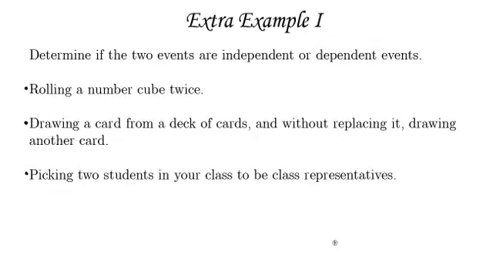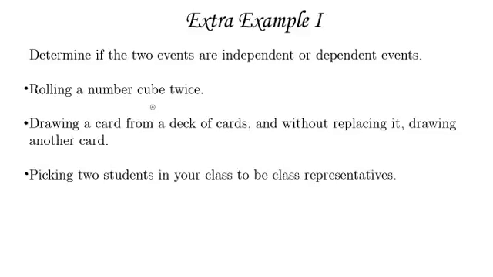Okay, so let's go over some examples. Determine if the 2 events are independent or dependent events. So the first one, rolling a number cube twice. Now remember, for independent or dependent events, we have to have at least 2 events, right? So here, rolling a number cube twice. The first event would be the first time you roll the number cube, and then the second event is going to be the second time you roll the number cube.